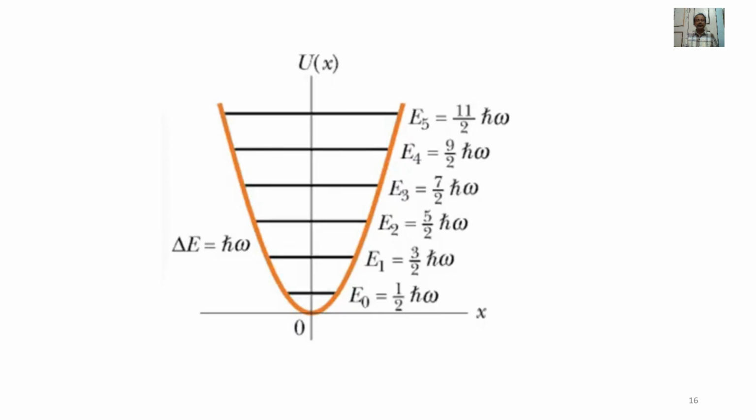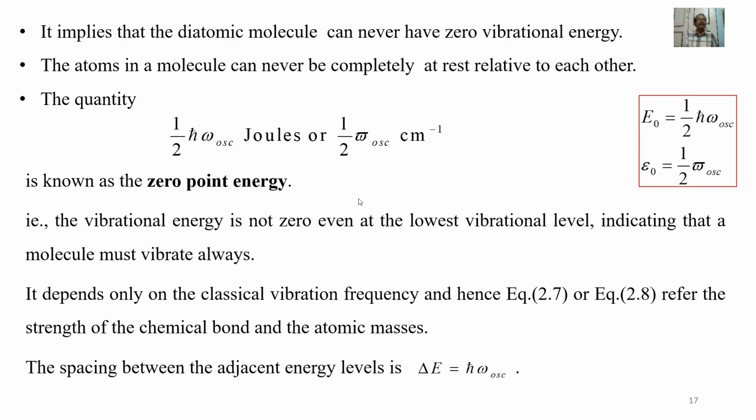So we have already explained the figure. It implies that the diatomic molecule can never have zero vibration energy. So there will be no zero value. The atoms in a molecule can never be completely at rest relative to each other. The quantity 1 by 2 h bar omega or 1 by 2 omega bar is known as zero point energy. That is, the vibration energy is not zero even at the lowest vibration level, indicating that the molecule must vibrate always.